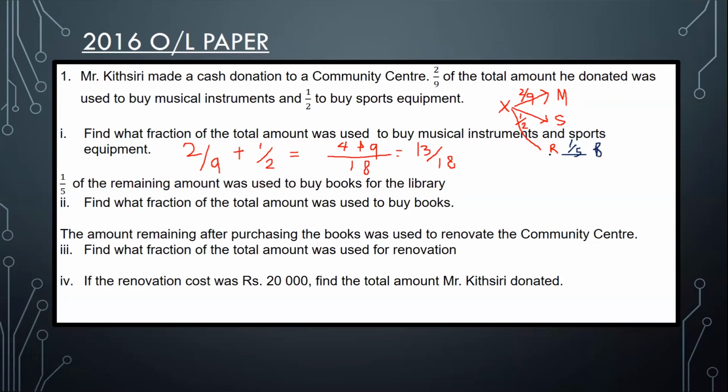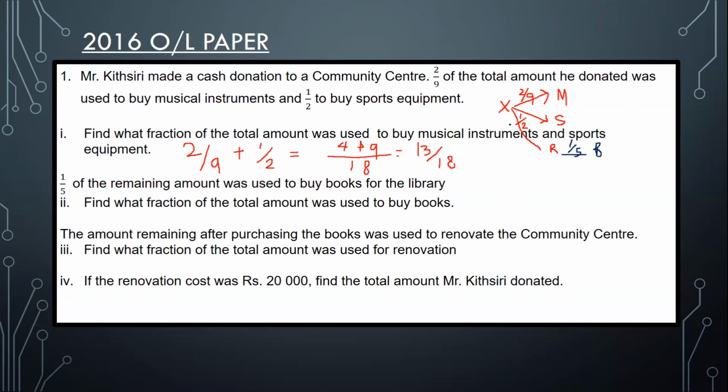Okay, so now this blue color one is not a real fraction. You have to find the fraction of the remainder, and then if you multiply it, you will get the real fraction. So this is a false fraction, and you cannot directly use it. They have asked to find what fraction of the total amount was used to buy books. So for that we have to find the remainder.